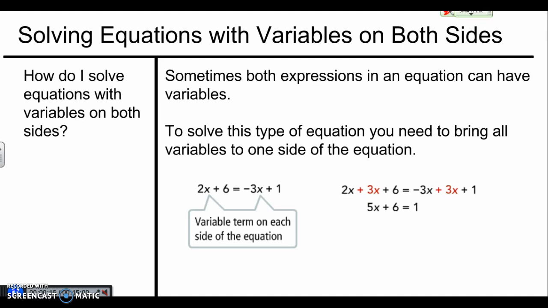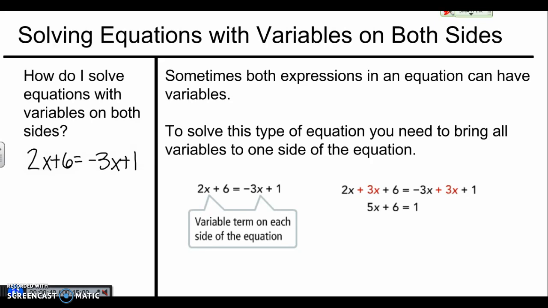Sometimes both expressions in an equation can have variables. To solve this type of equation, you'll need to bring all of the variables to one side of the equation. It doesn't matter if you bring them to the left side or the right side, but they need to be on the same side. So we're going to begin with our equation. We have 2x plus 6 equals negative 3x plus 1.